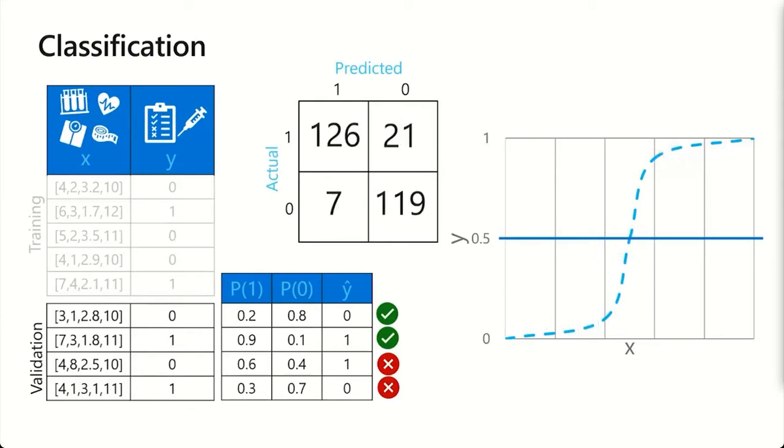Now you can see that there's 126 true positives and 119 true negatives, and only a few false positives and false negatives. So it seems to be a very decent model. I'll color those to make it a little bit easier. Now, like I said, I can calculate metrics with this.